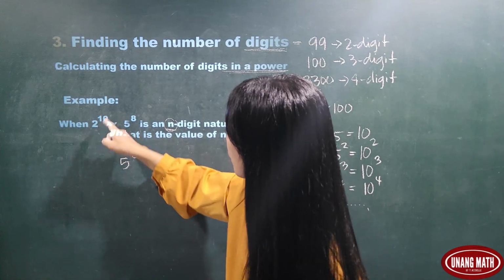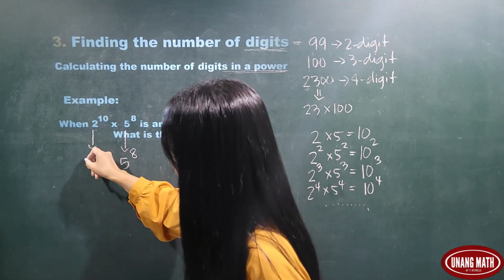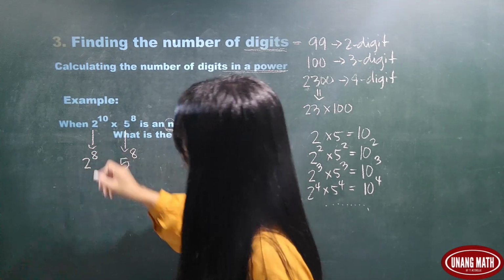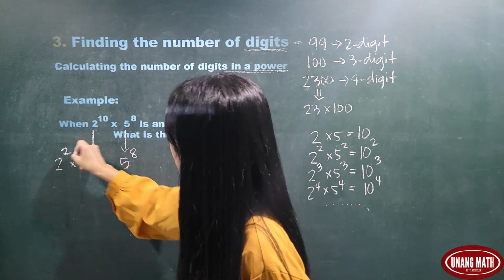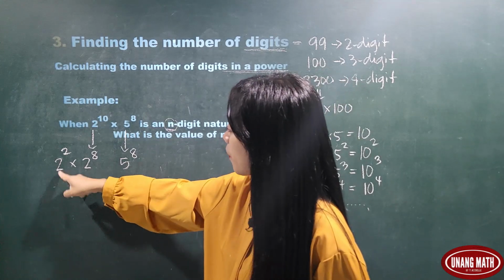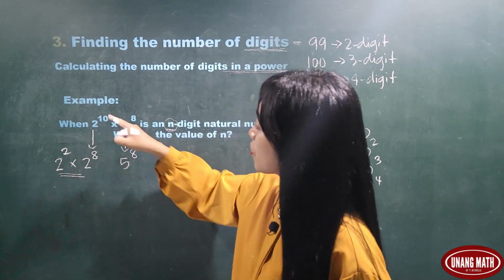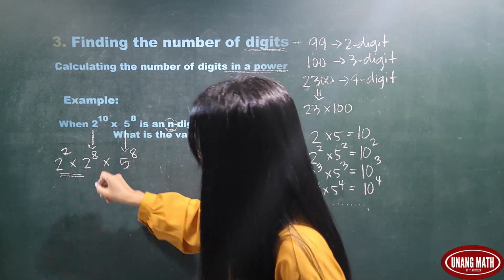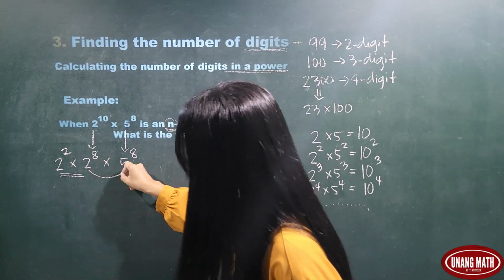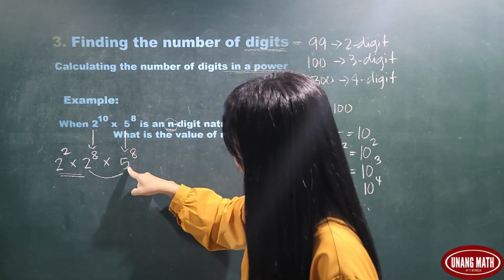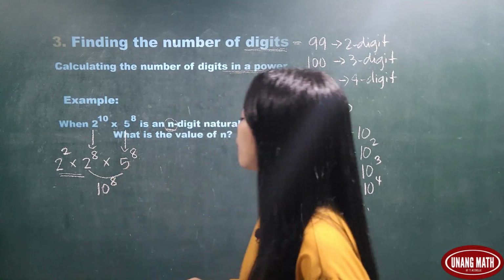2 raised to the power of 10 is just the same as 2 raised to the power of 8 times 2 raised to the power of 2. So this is just the same as 2 raised to the power of 10, times 5 raised to the power of 8. Now, look at this one: 2 raised to the power of 8 times 5 raised to the power of 8 is equal to 10 raised to the power of 8.